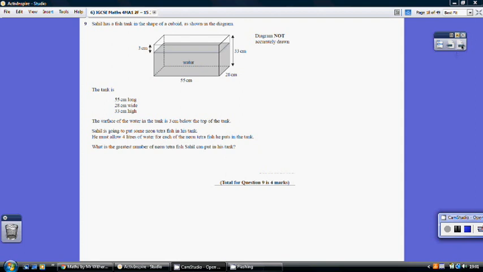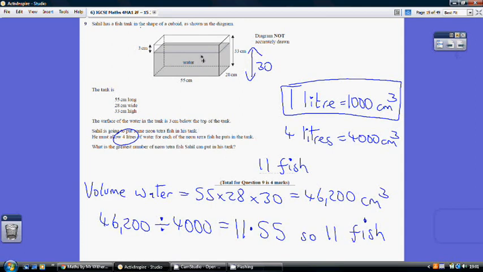Question number 9. So how many fish can we fit into this water? So let's first of all work out the volume of water. So to work out the volume of water, obviously I know the base is 55 by 28. Now the height of the water is 30 because it's 3 off the total of 33. So the volume of water is 55 times 28 times 30, which is 46,200. Now that's the amount of water I've got.